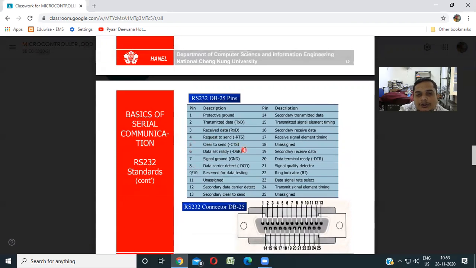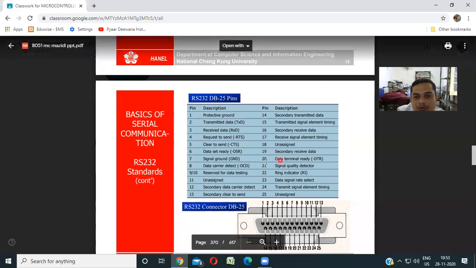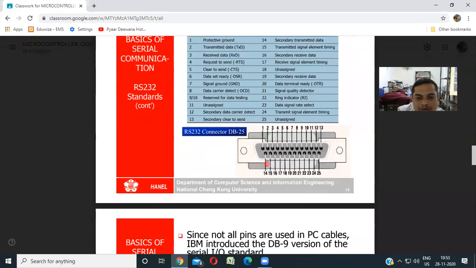Here we have a dedicated IC called the MAX 232. This is a 25 pin IC. Just remember, it is a 25 pin IC; the name of the IC is the MAX 232 and DB. This is the old one, developed in 1960.